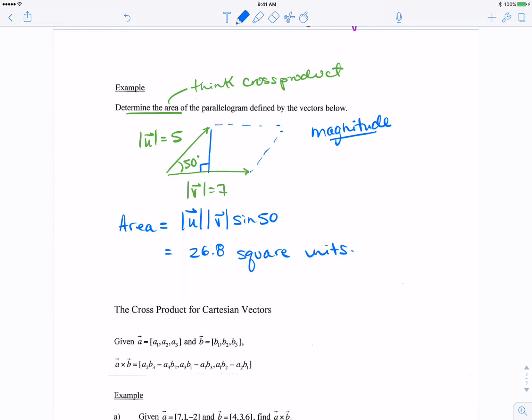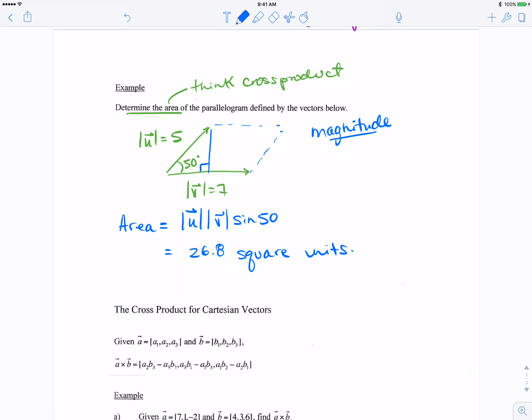So notice we've used those two formulas. The first one highlighted at the top was to find a cross product with a normal vector. This is to find the area, which is the magnitude. Same idea, but magnitude. Okay, here's where it gets fun. This is the best part.